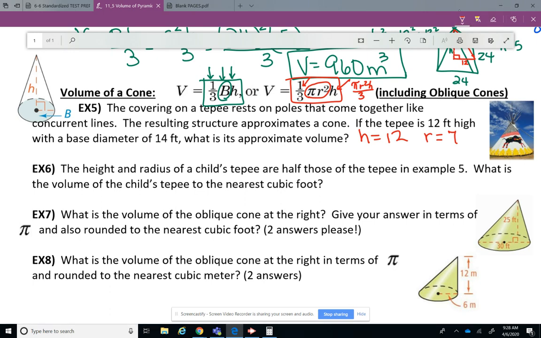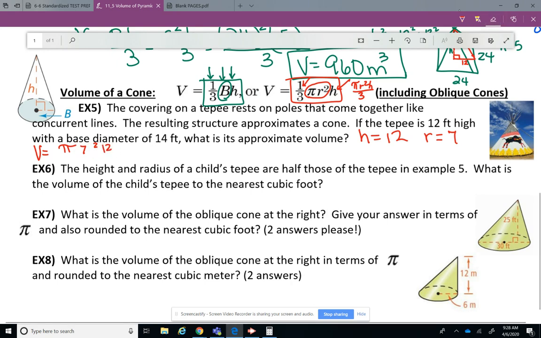Okay, now we have everything that we need. All right, so we're going to say volume equals pi r, which is 7 squared, times the height, which is 12, and then we're going to divide it by 3.